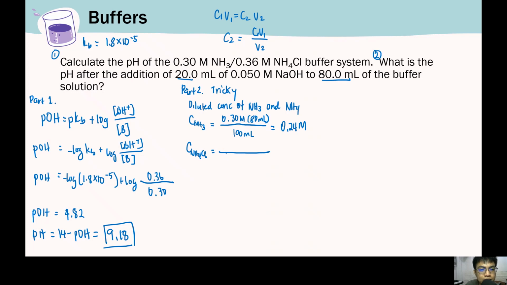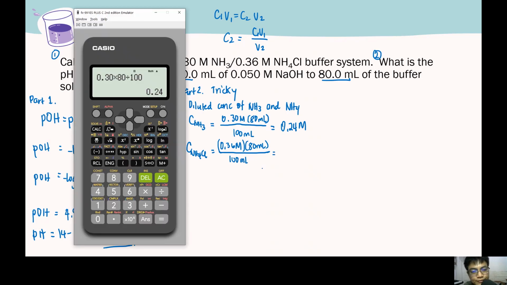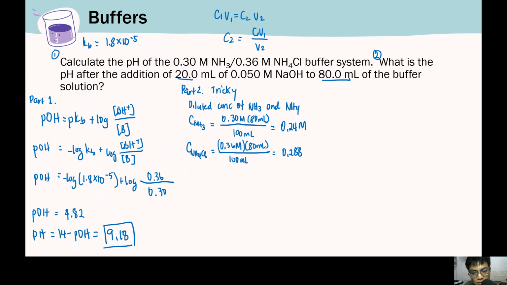You have 0.36 molar times 80 ml as well, and then 100 ml. Okay, so 0.36 times 80 divided by 100. So that will be 0.288. Okay, so that's the diluted concentration of ammonia and ammonium ion. So are they the only one that is diluted? Sila lang ba yung diluted?